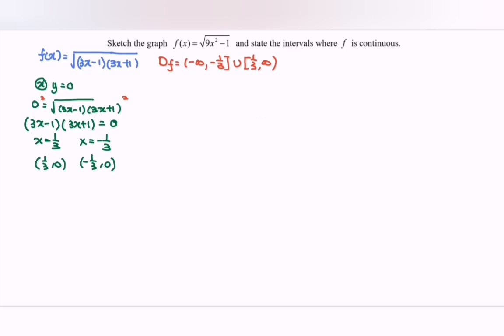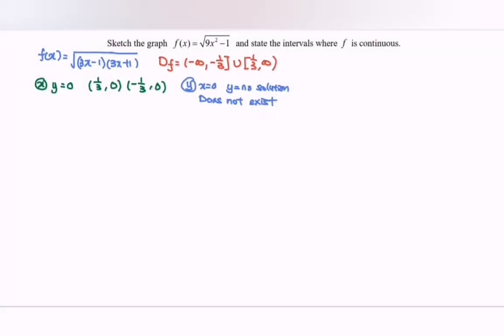Continue. We have the y-intercept when x is equal to 0. So kindly substitute. We have y equals the square root of 9 multiplied by 0 minus 1. So y is equal to the square root of negative 1, which does not exist. So there is no y-intercept.